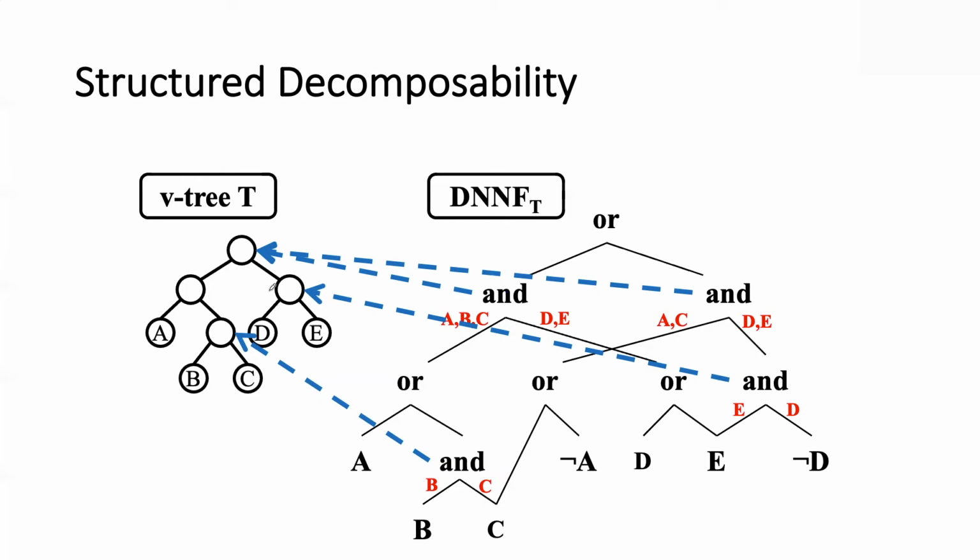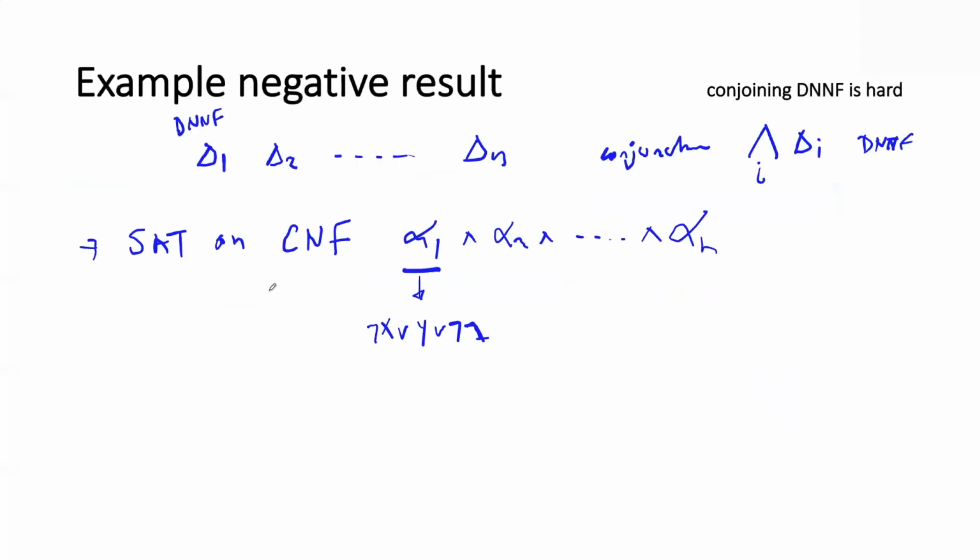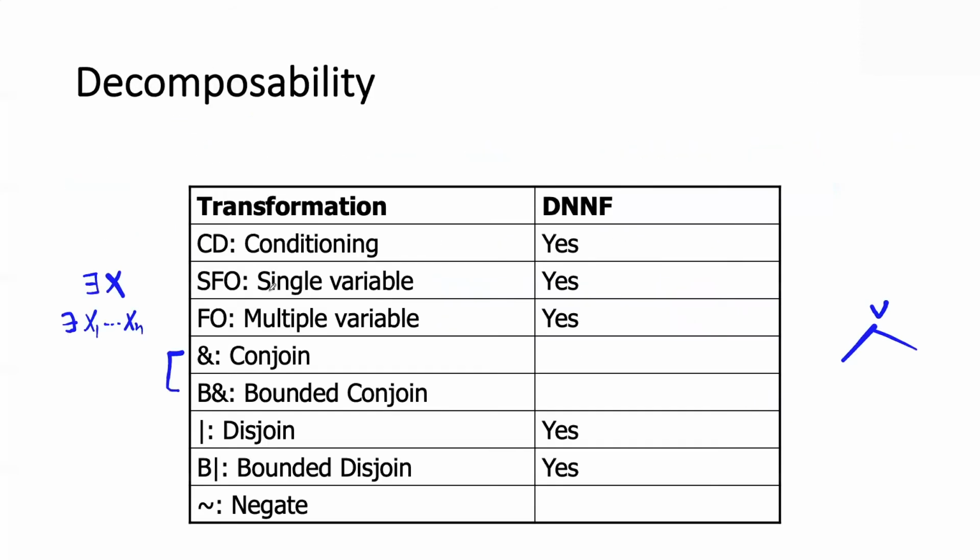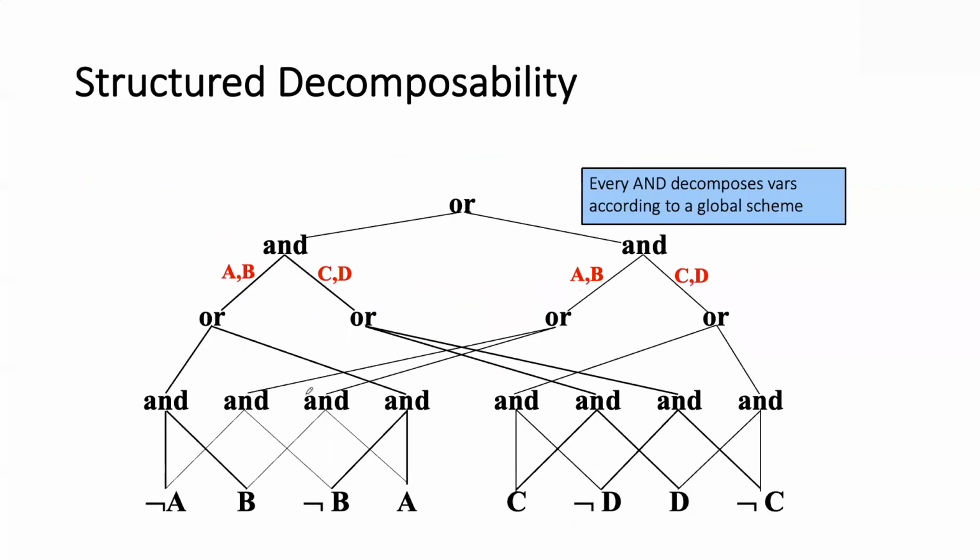Okay, now I just want to make one observation. So what's the big deal? What does this help us with? Well, if you have structured decomposability, you'll see that now you can conjoin 2 circuits in polytime. You couldn't do this for general decomposability. If you were to look at this table here, I cannot conjoin either an arbitrary number or a fixed number of DNNF circuits in polytime, but now you can do it if you have structured decomposability, and that's a big deal.